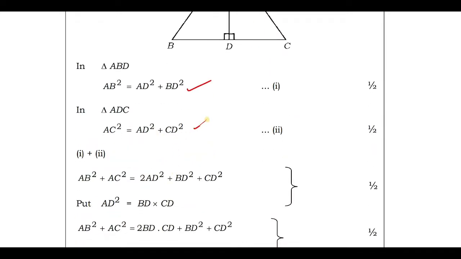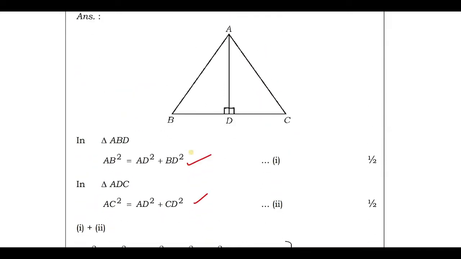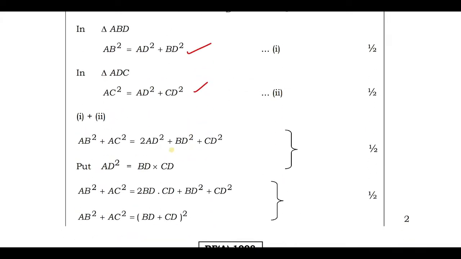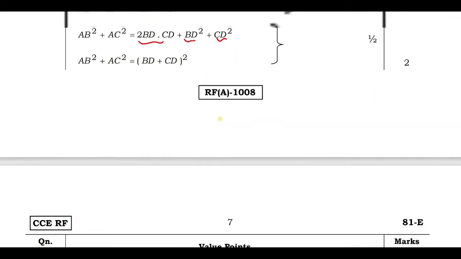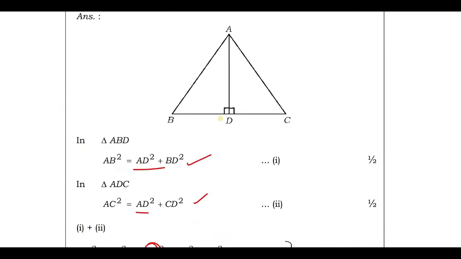In the same way, in triangle ADC, AC square equals AD square plus CD square. Adding 1 and 2, what we get is AB square plus AC square equals AD square plus AD square is 2AD square plus BD square plus CD square. Now substitute AD square as what? BD into CD. What we get is AB square plus AC square equals 2BD into CD plus BD square plus CD square. We can write a square plus b square plus 2ab as BD plus CD whole square. So this is what we need, which has to be proved.